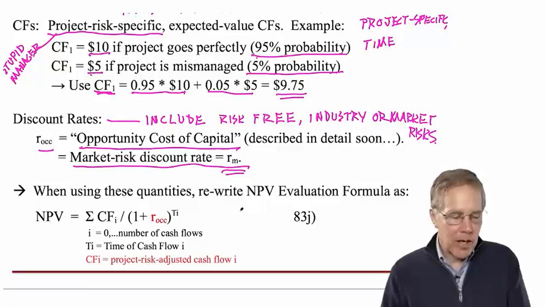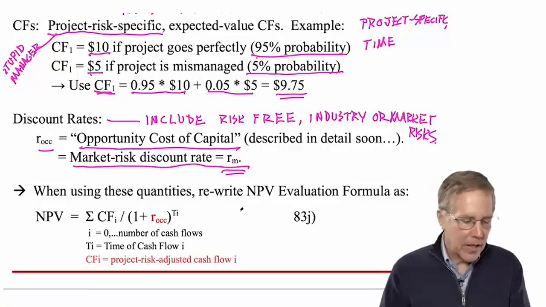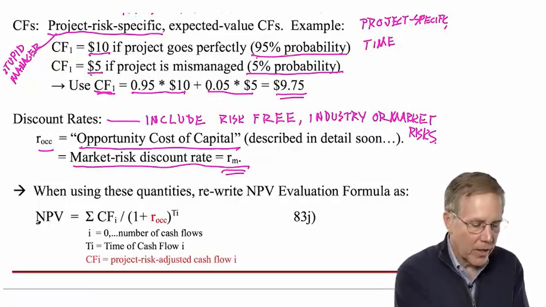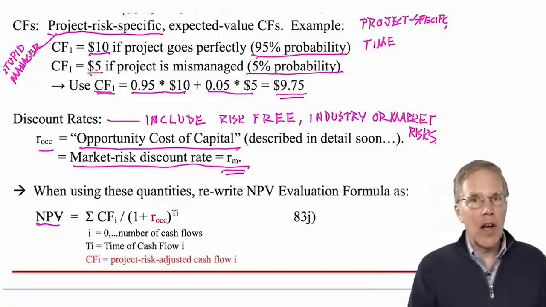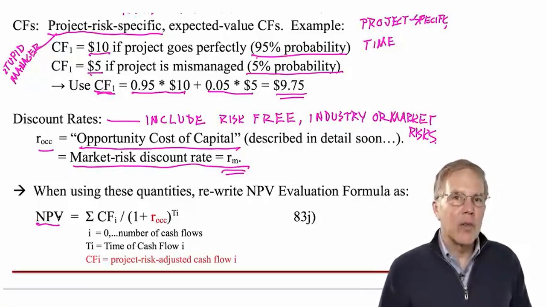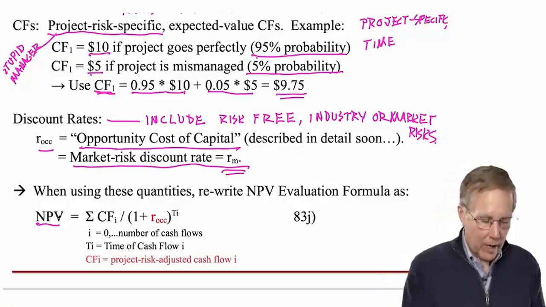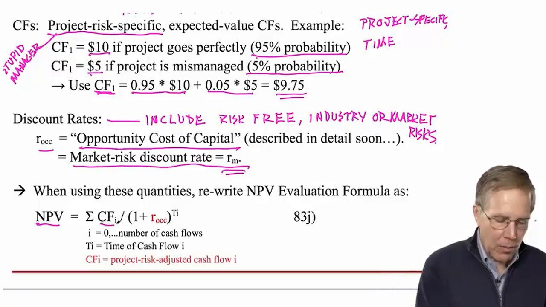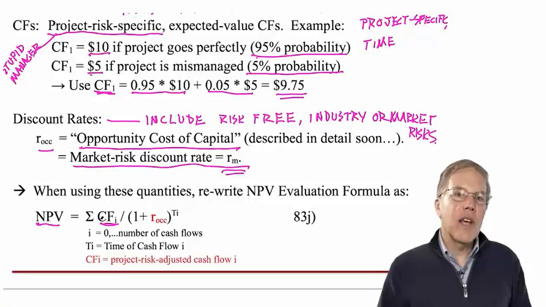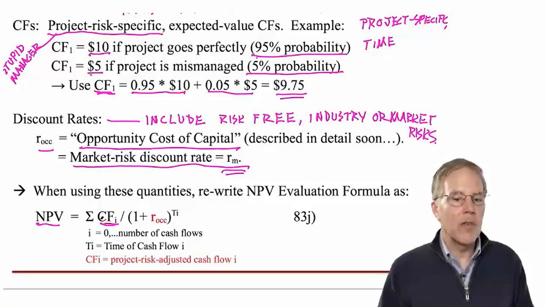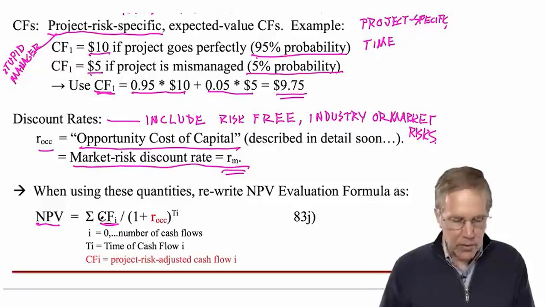Okay, so now let's go ahead and plug these quantities into our NPV formula. And when we do that, we have something that looks like this. Now, the NPV of a project for one player is going to be, again, the sum of the individual time normalized cash flows, where we have our project risk taken care of in the cash flows, discounted by our opportunity cost of capital, which includes our risk-free risk and our market risk.